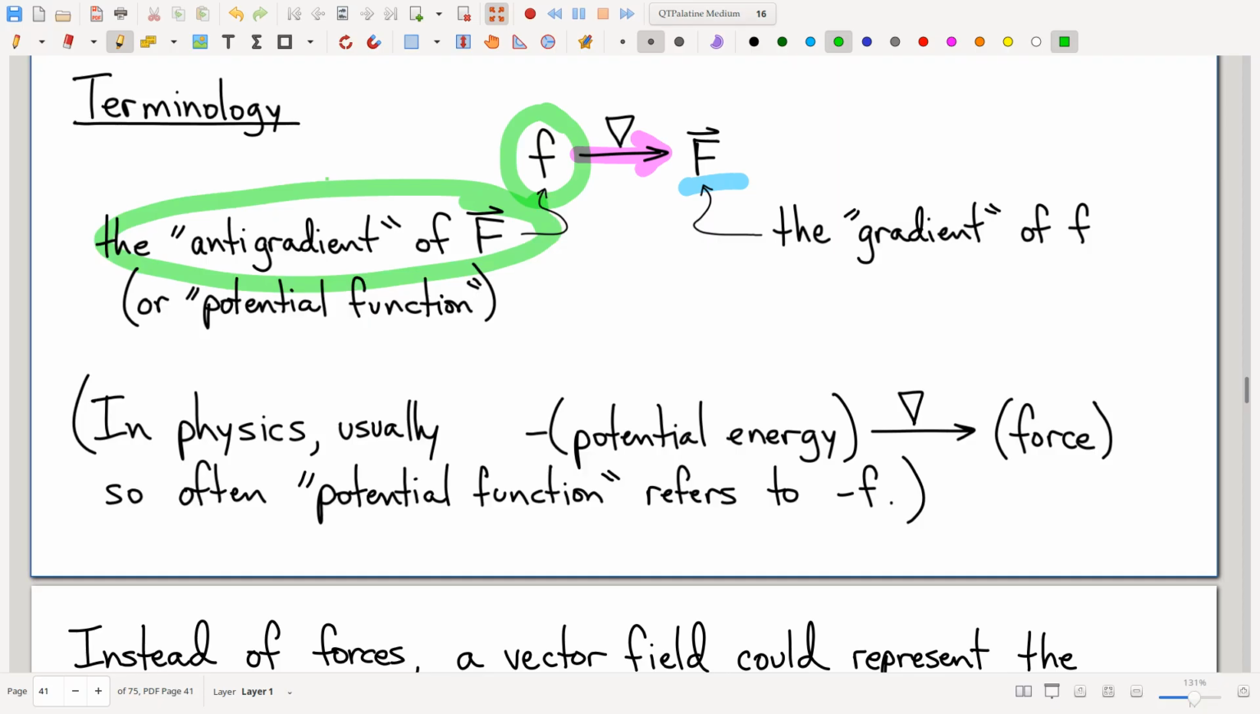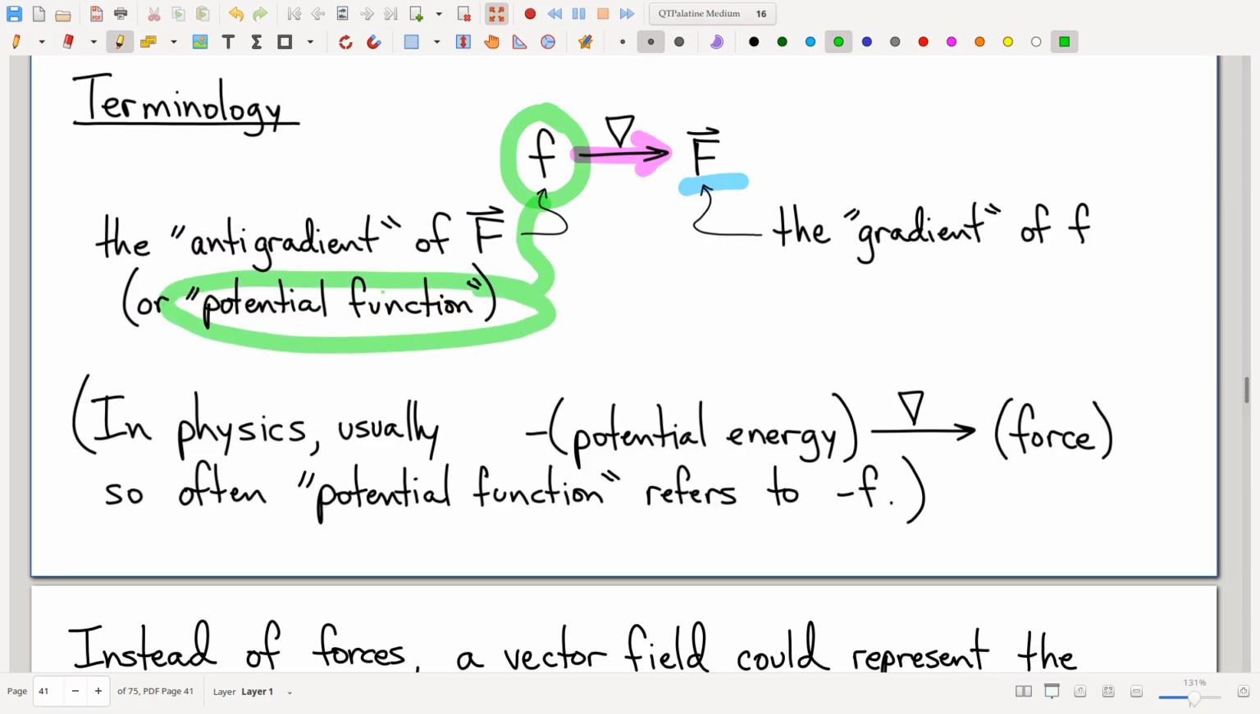I think that's very reasonable terminology. In fact, it is so reasonable that even people who have not heard this term before will know what you mean. It's self-explanatory terminology, so I think that's really nice. This is my preferred terminology. Now that said, it is not the most common terminology. The most common terminology is to refer to this as a potential function, which does not explain itself. This is not a self-explanatory term. So let me explain where it comes from.